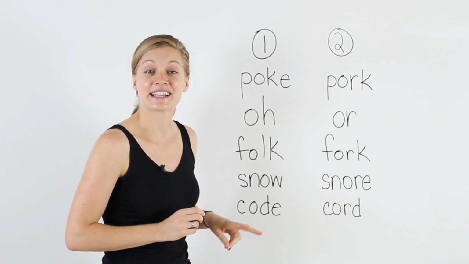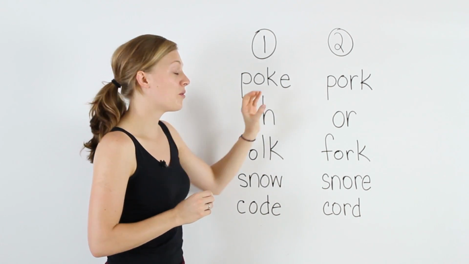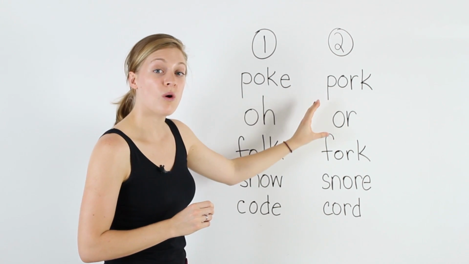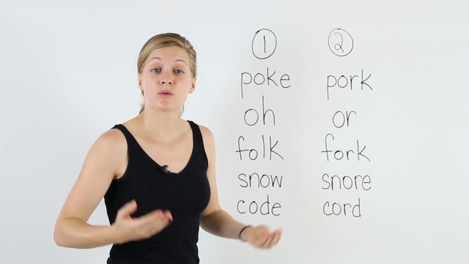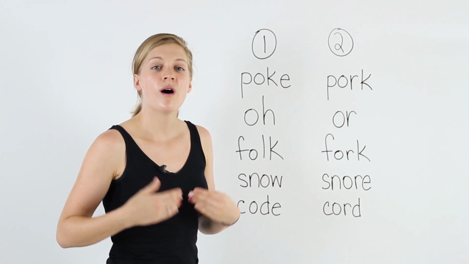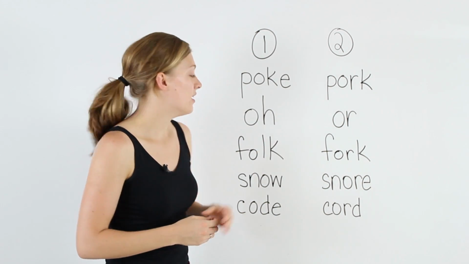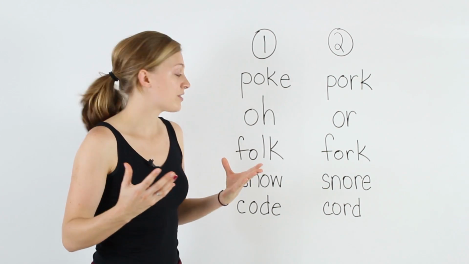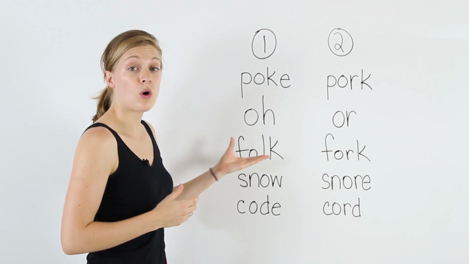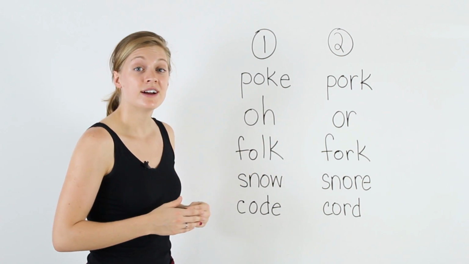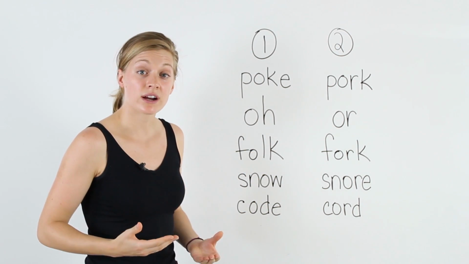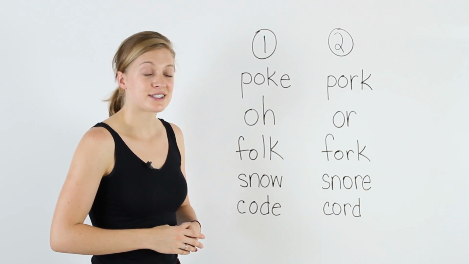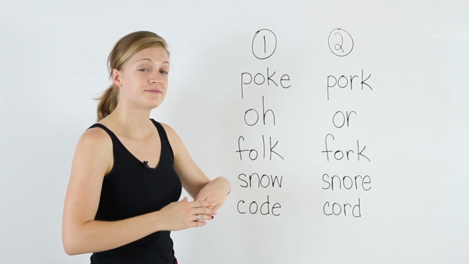Let's look at the second example. O or. I'm going to choose the word O. O was the correct answer. Now, for the third example, folk or fork. I'm going to say the word fork. Fork. The correct answer was fork.